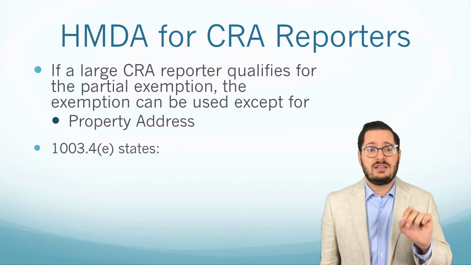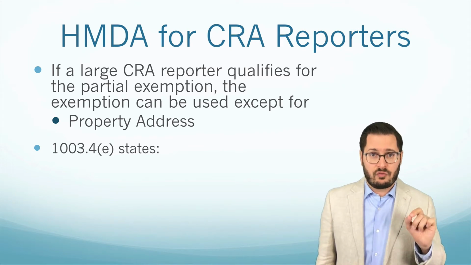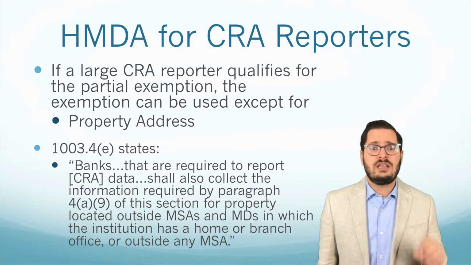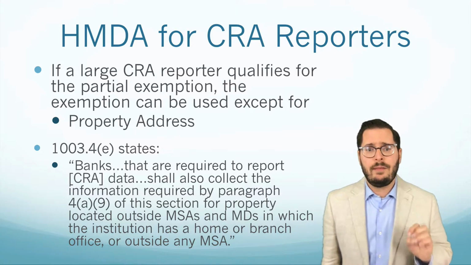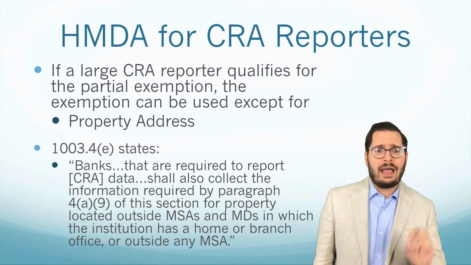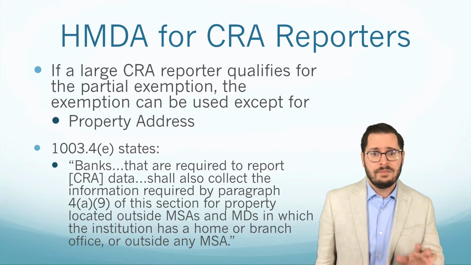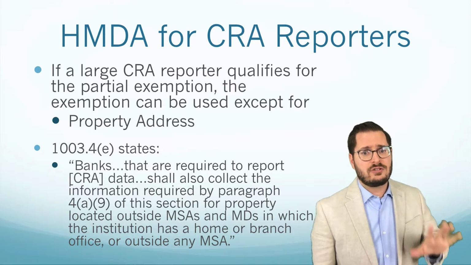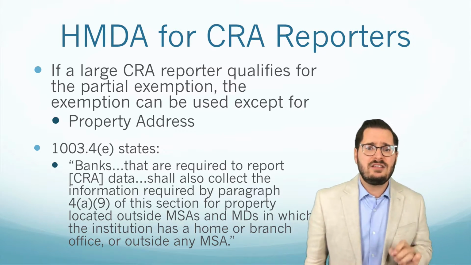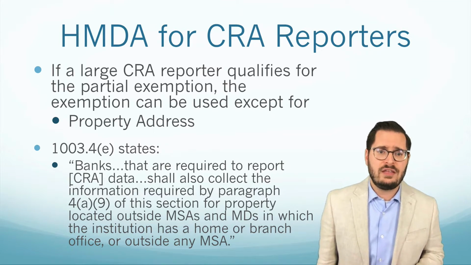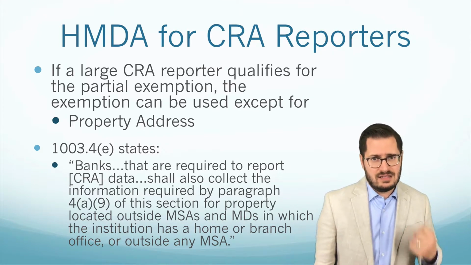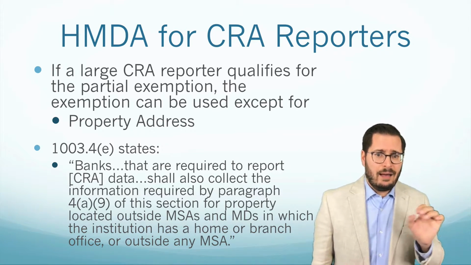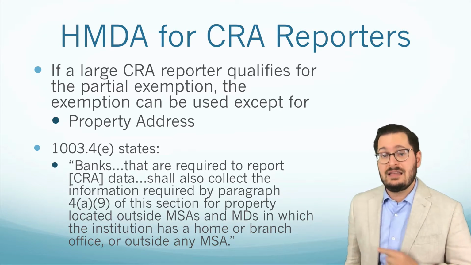The reason for this is we look in 1003.4(e) of Regulation C, where it says that banks that are required to report CRA data shall also collect the information required by paragraph (a)(9) of Regulation C for property located outside of metropolitan statistical areas and metropolitan divisions in which the institution has a home or branch office, or outside any metropolitan statistical area. So we have to look and see what is listed in paragraph (a)(9).